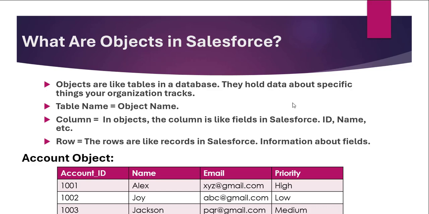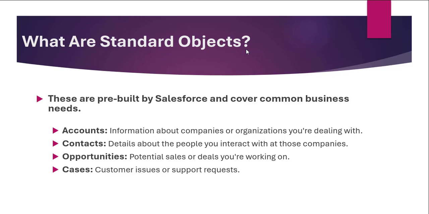Now let's see types of object in Salesforce. First we have standard objects. The standard objects are pre-built by Salesforce and cover the common business needs. For example, there are some predefined objects: account, contacts, opportunity and cases. The account stores information about the companies or organizations that you are dealing with. Then in the contacts we store the details about people you interact with at those companies. Like this we have different standard objects.